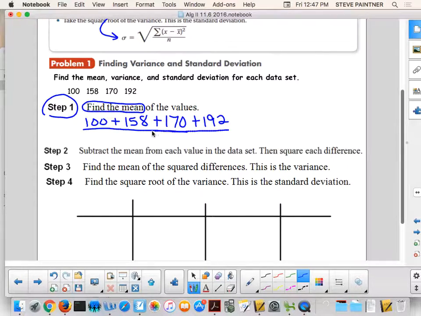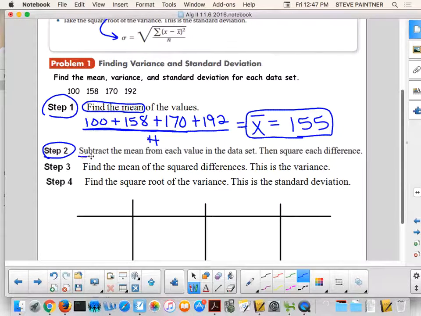Thinking by now, you have the mean. What'd you get? 155. Did you guys get 155? Okay. Because I got to tell you this: if you don't get the average right, you're going to do all this work for nothing, because you won't get the standard deviation right. Okay. Then step 2 says this.